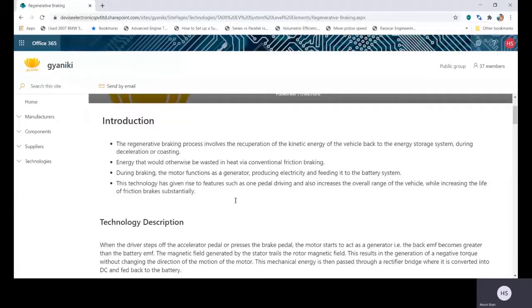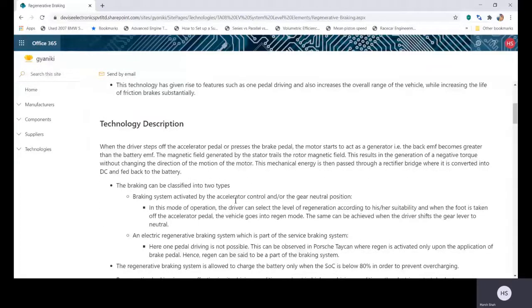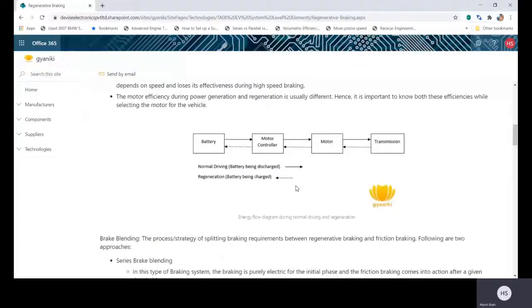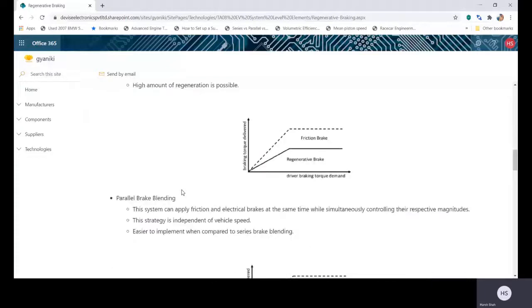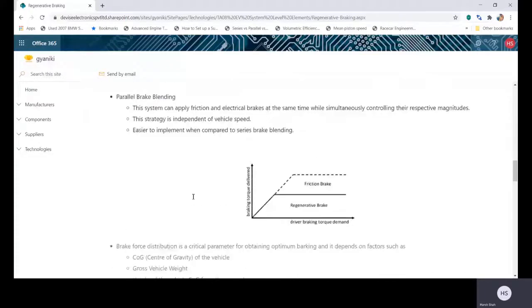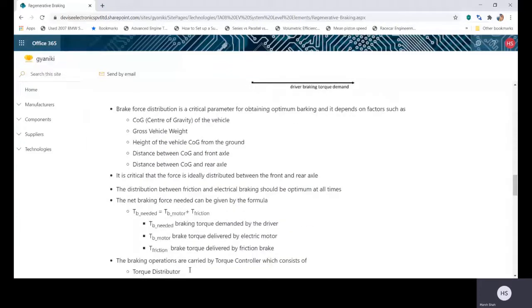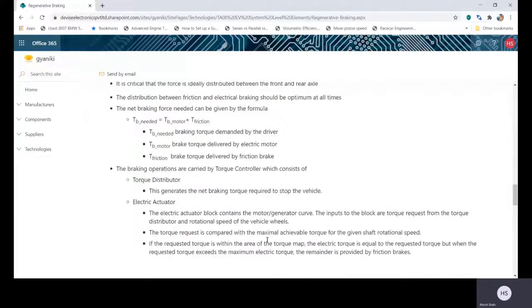What is the description of that technology? What are some of the types of regen braking? A system level diagram of how the flow works, right? What is brake blending? What is series brake blending versus parallel brake blending? How do you choose one over the other? Then there is some again selection criteria, some calculations that go into figuring out what is the braking force and how it gets distributed.